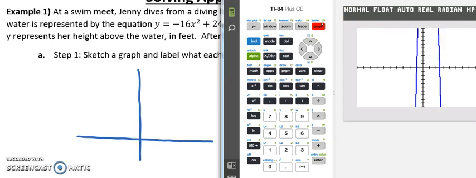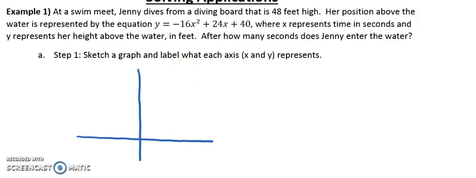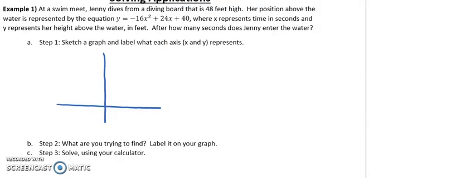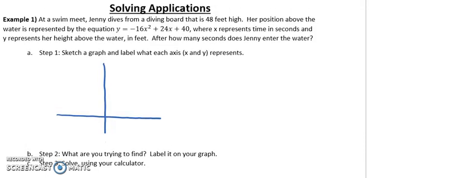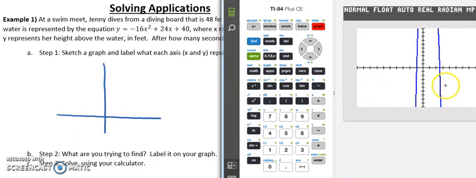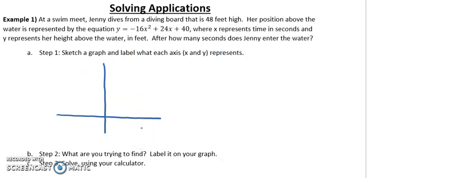Wow, that's really high up there, right? I'm going to zoom out of this really quickly. There we go. Okay, looking at this graph, I can see it's going up and then coming back down. Let's first talk about what x and y represent. So y is the height above water, and x is the time in seconds.